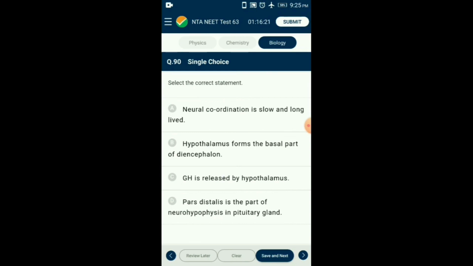The limbic system is involved in the regulation of sexual behavior, expression of emotional reactions, for example pleasure, rage, excitement and fear, and motivation. So the answer for this question is option B. Hypothalamus forms the basal part of diencephalon.